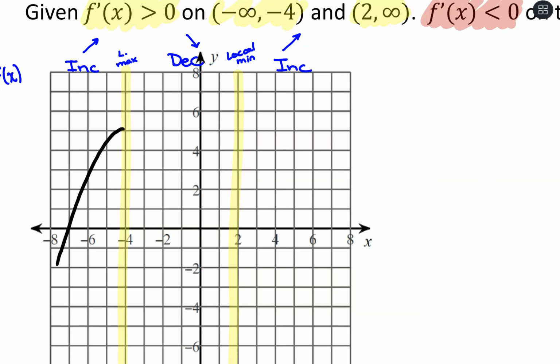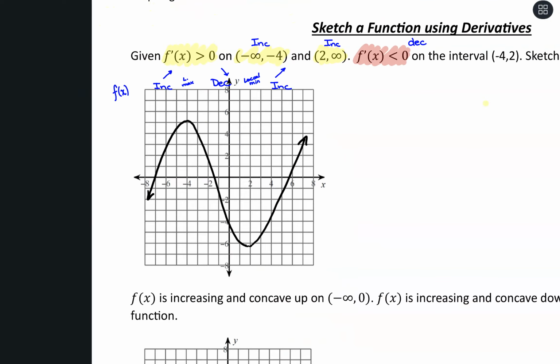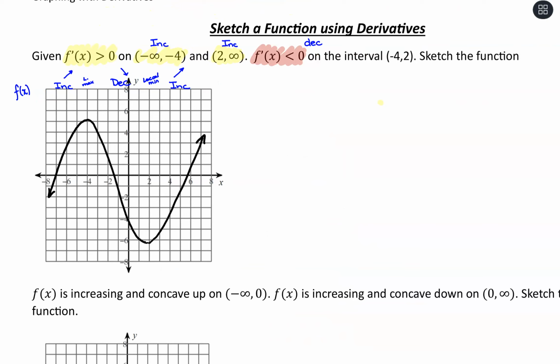So make a local maximum there, and then go to decreasing. Make a local minimum here, then switch to increasing, and then continue on forever with those. So with just information on increasing, decreasing, and without any other points, that's a good sketch right there. It matches what they told us. And with that, we made some relative extrema just based on how increasing and decreasing change between each other.